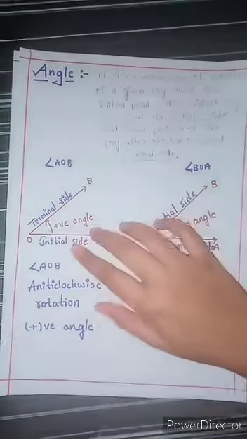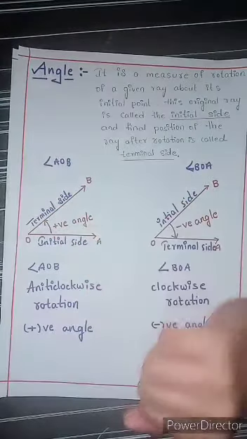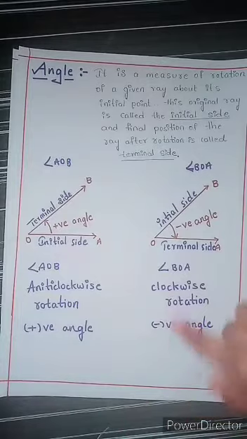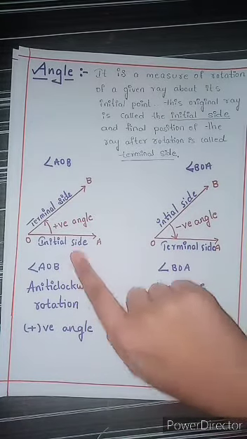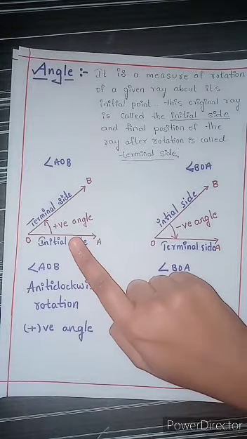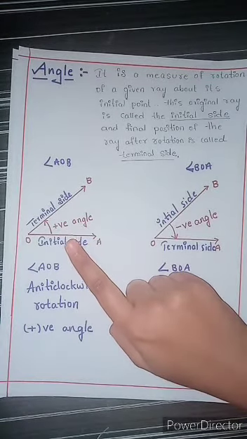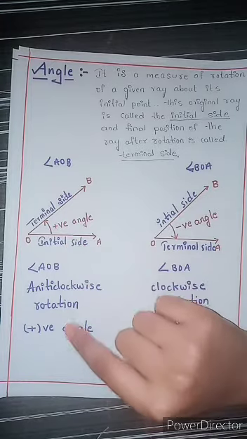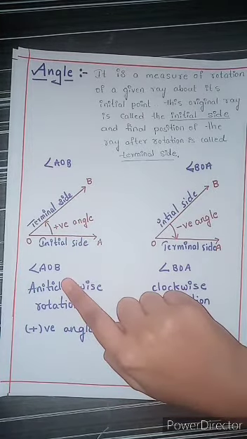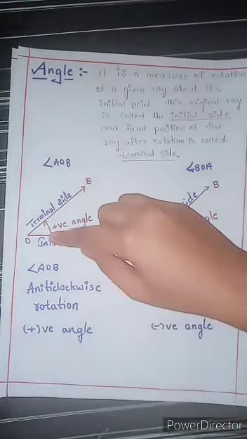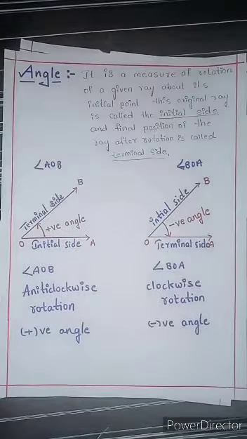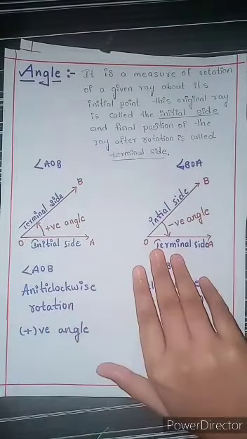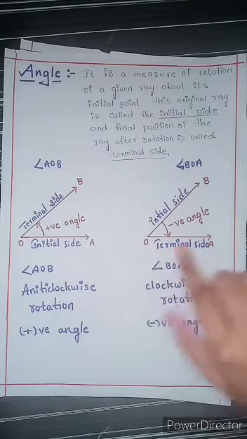Okay, and this rotation is anti-clockwise, whereas OB to OA should be clockwise. When we have initial ray OA and terminal ray or terminal side OB, and we are talking about angle AOB, the rotation we have to do in this direction, that is anti-clockwise, and this is a positive angle. And this is different than angle BOA.